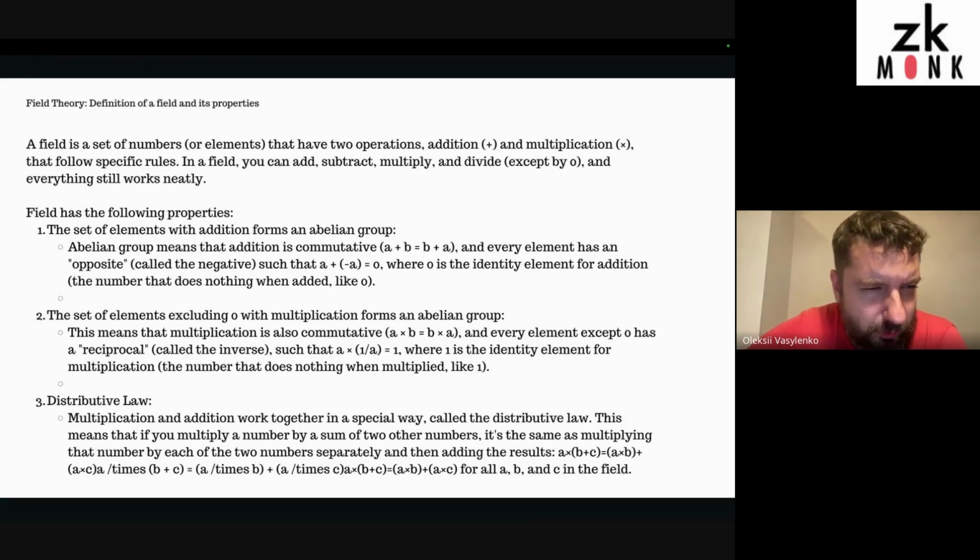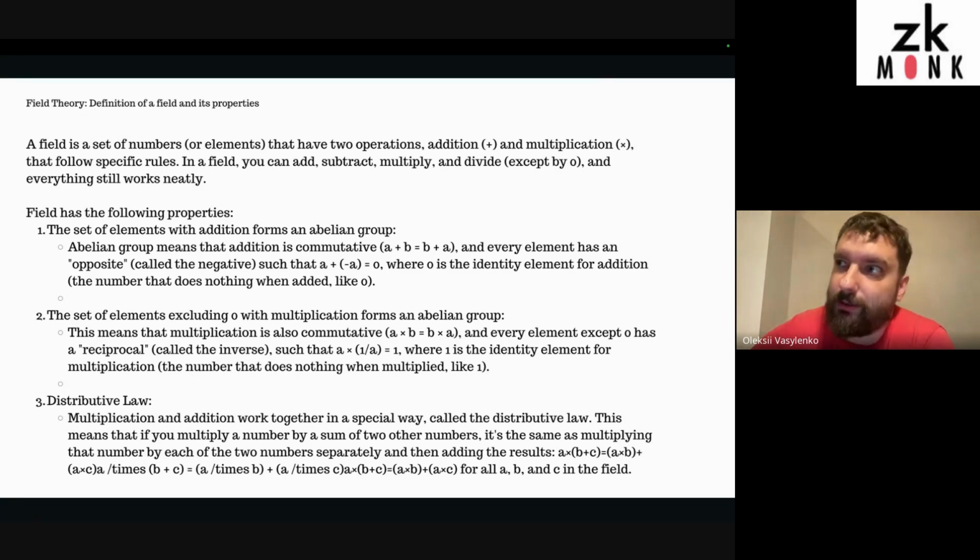Definition of a field and its properties. A field usually has 2 operations, addition and multiplication. In a field, you can add, subtract, multiply, and divide, and everything still works neatly. Subtraction is addition with a negative sign, and division is multiplication by the inverted number. A field is a set of elements with addition forming an abelian group. Abelian group means that addition is commutative, and every element has an opposite, a negative.